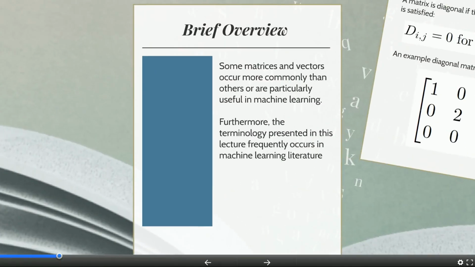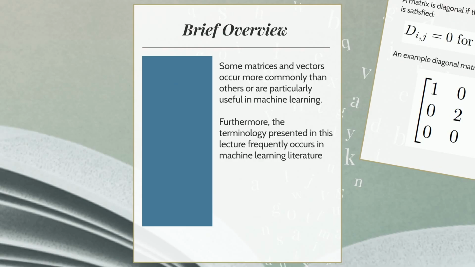To start, just a brief overview about what we're going to cover today. These matrices and vectors that we're going to talk about are used more commonly in machine learning because they are particularly useful. Oftentimes, they are useful because they are computationally efficient. As a result, using them in machine learning algorithms will speed up training, making them more efficient. When we are updating the parameters of a deep neural network, for example, it is computationally expensive. It takes a long time, so using some of these matrices and vectors can speed up that process.